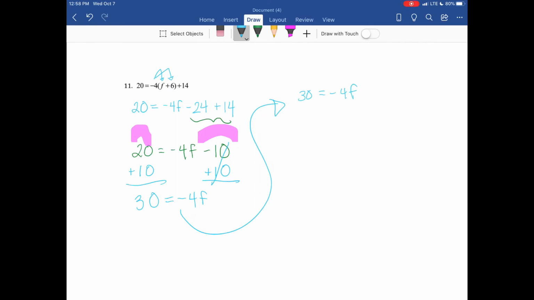I want f isolated. Negative 4 is being multiplied, so I want to divide both sides by negative 4. I'm going to use my symmetric property here, folks, and I'm going to switch it and say that f equals negative 30 divided by 4, which can simplify, 2 goes into both of those, as negative 15 halves.